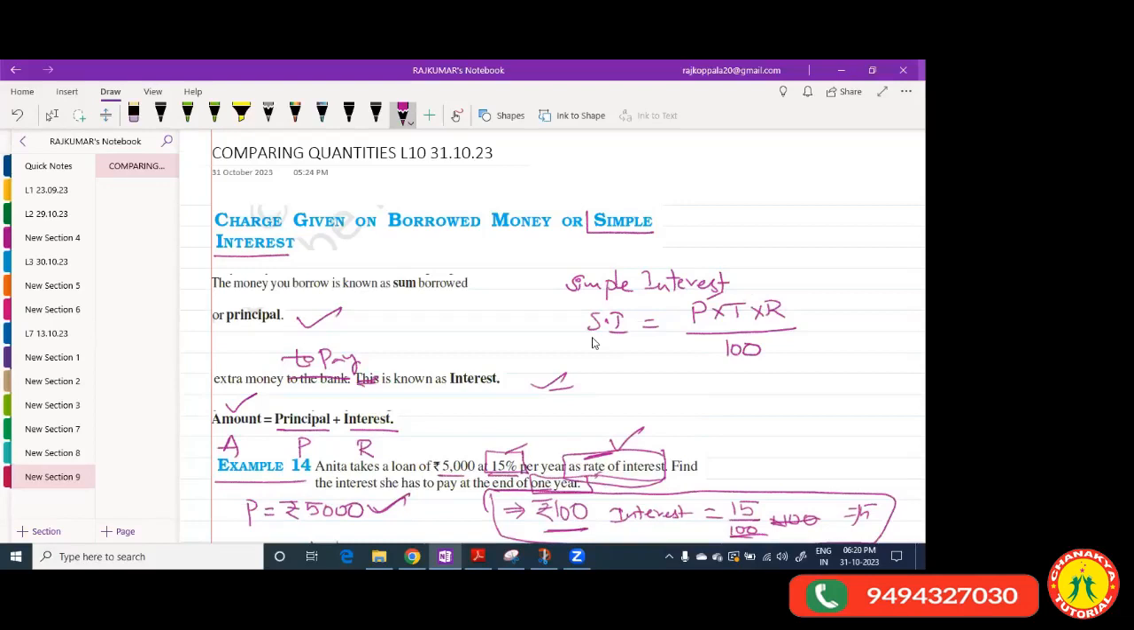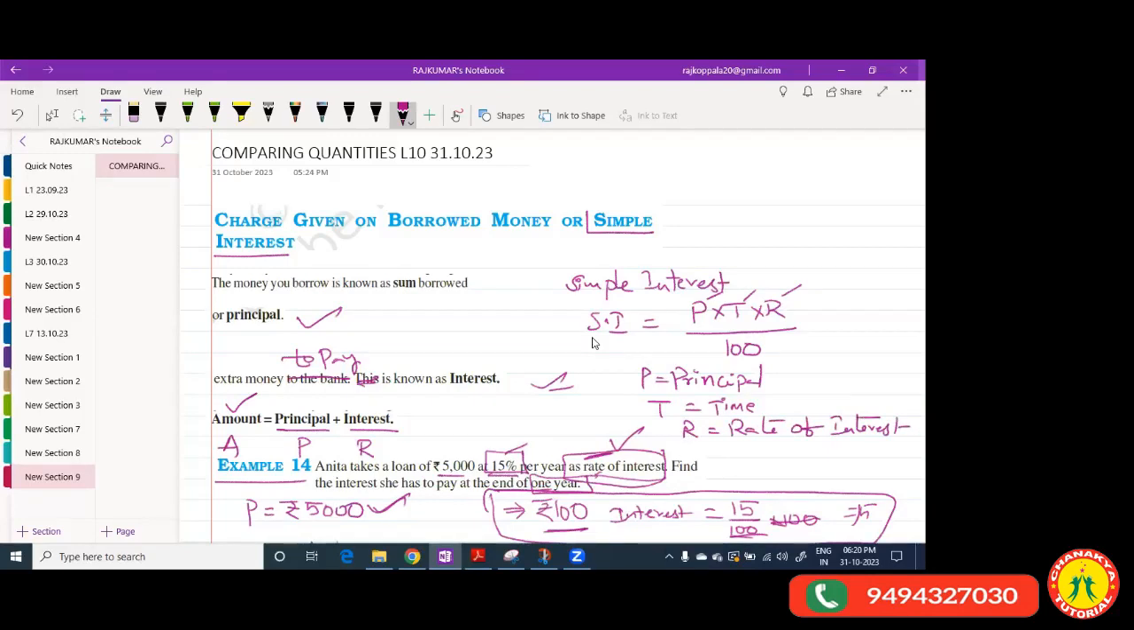P is principal. T is time. Time means for 1 year, for 2 years, for 3 years, like that. R means rate of interest. Okay, P is principal, T is time, and R is rate of interest.